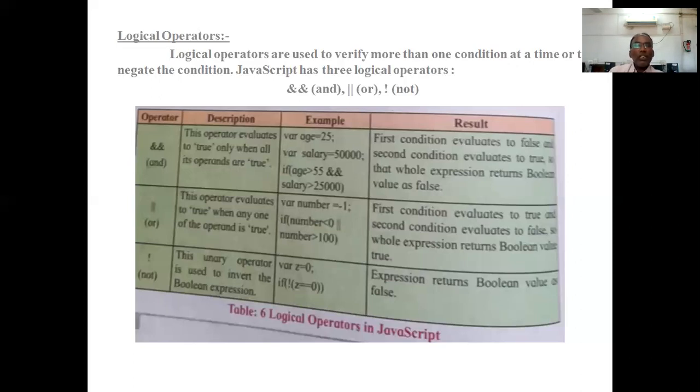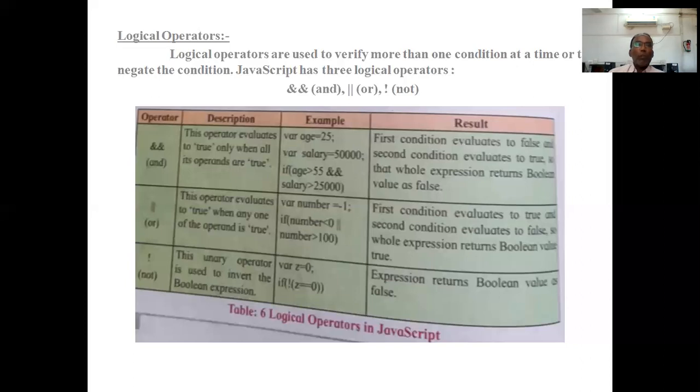Now as I told you in the description, it will evaluate to true only when all its operands are true. Now here one condition is false and another condition is true. So the first condition is false. So what it will do? It will give Boolean value as false. As the first condition evaluates to false and the second condition evaluates to true, the whole expression returns Boolean value false. Okay, fine. Is it clear?